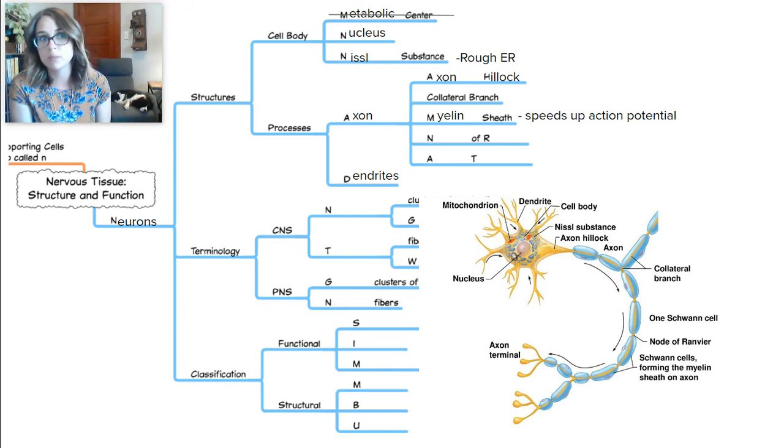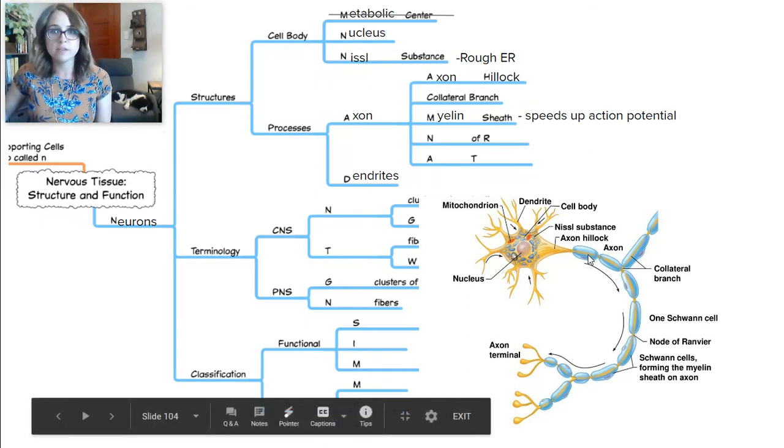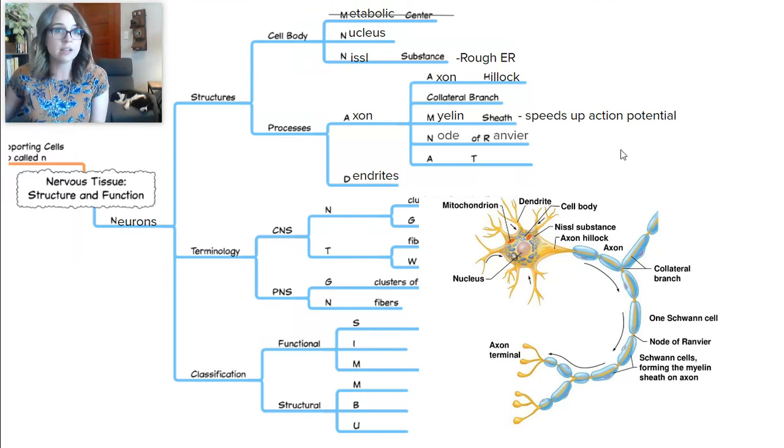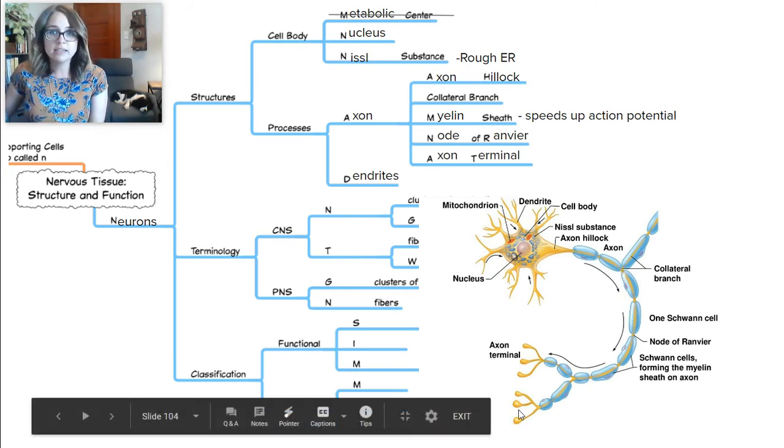They speed up reactions, thanks to the Schwann cells that produce the myelin, and there are these little nodes in between. One of the videos I showed you talked about how the signal skips and speeds up that way. Not important, you know, all those details for the test. The nodes of Ranvier, that's where the signal skips between those little gaps in between each Schwann cell. And then at the very end, the tip here is the axon terminal. That's what would meet up with a nearby cell's dendrite, and the synaptic cleft would be there, the junction between my two neurons.